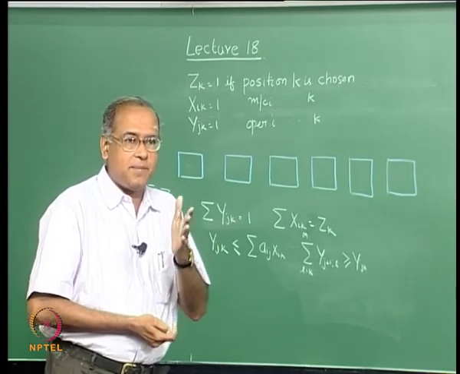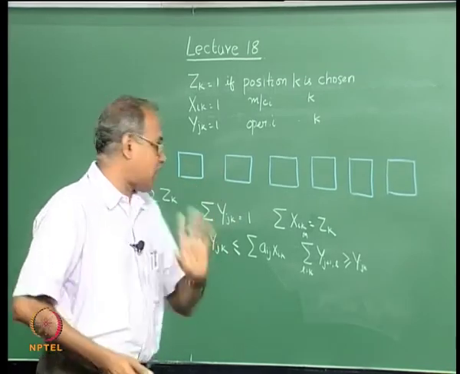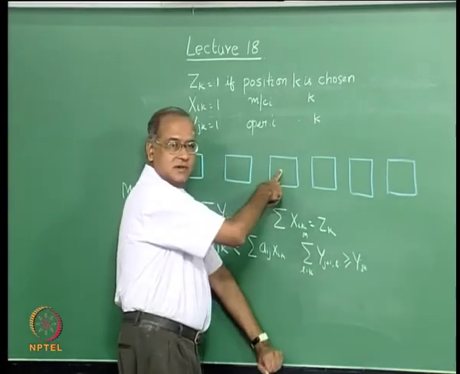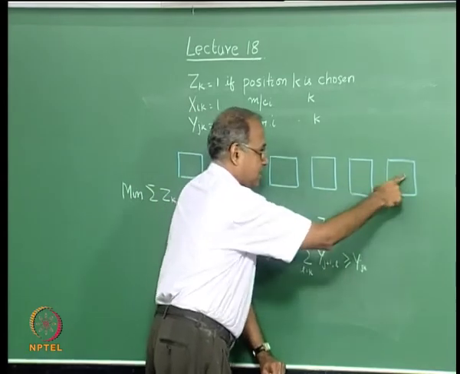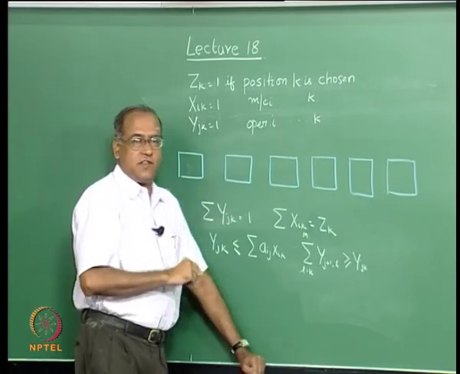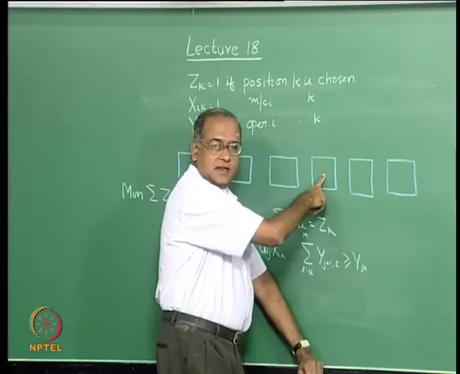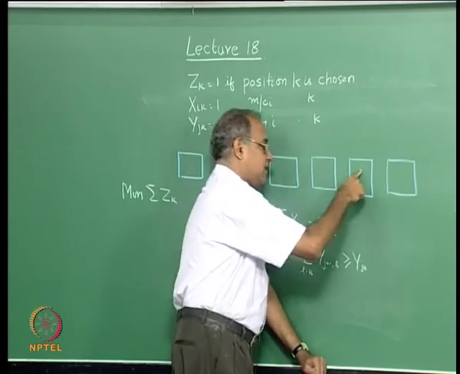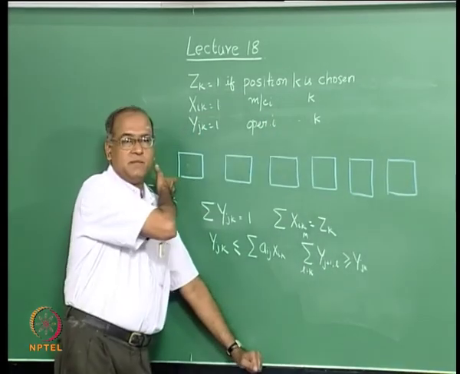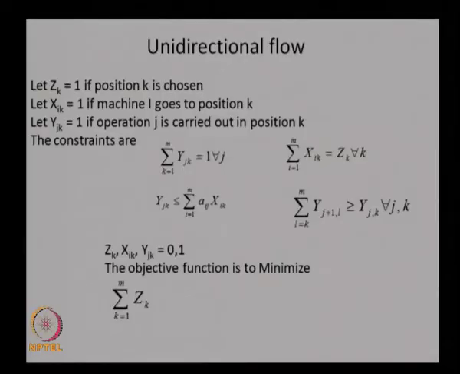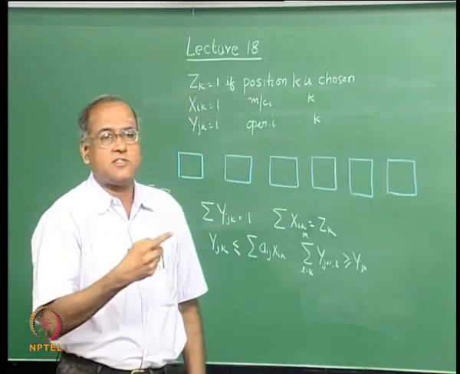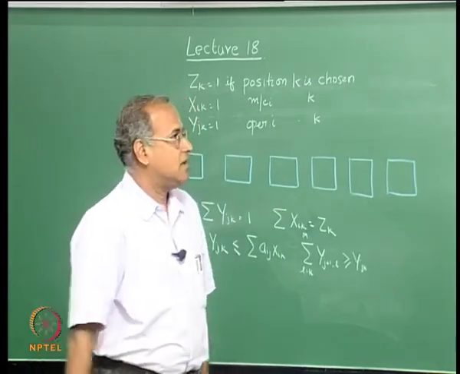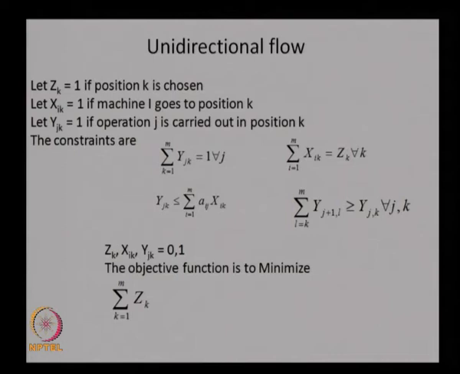For example, if the fourth operation is put here, then the fifth operation can be put either here or here or here or here. If the fifth operation is put here, then the sixth operation can be put here or here or here, cannot be put there. That is where that summation for j plus 1 comes, greater than or equal to y_jk. So, that will ensure unidirectional flow. So, now all these are binary. We now try to minimize the number of positions.